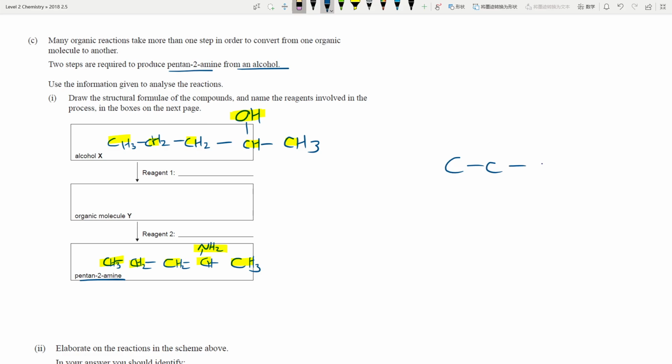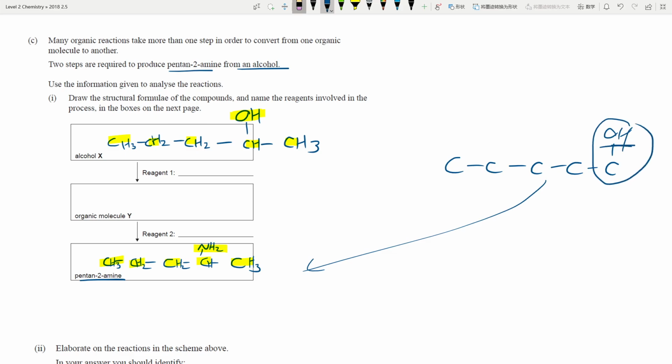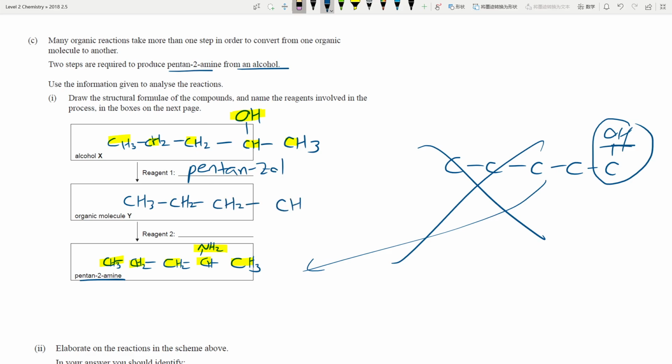If you have, like, say this is alcohol, how are you supposed to magically convert this OH group from the first carbon and move that to the second carbon? This is impossible. Okay, so this is pentane-2-ol. Now we need to convert pentane-2-ol to something to NH2, and if you are really familiar with the flow chart, then you will know that you will need to convert this to a haloalkane, which is a chlorine, which is 2-chloropentane.